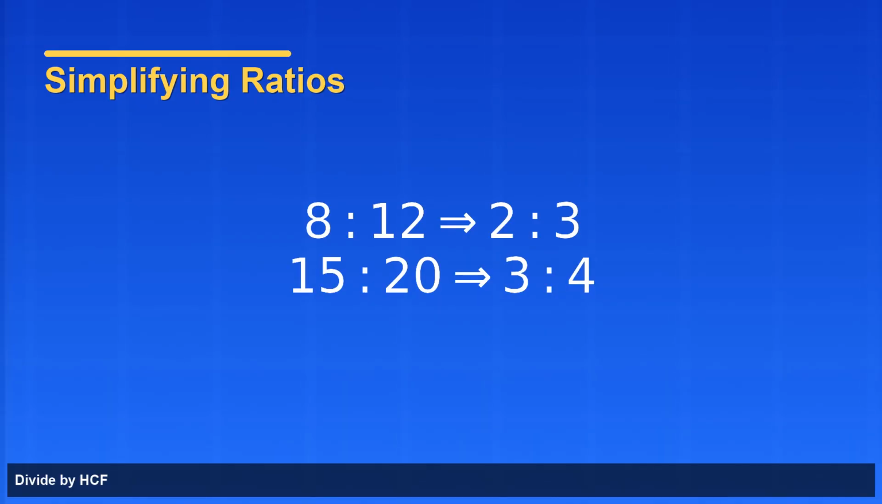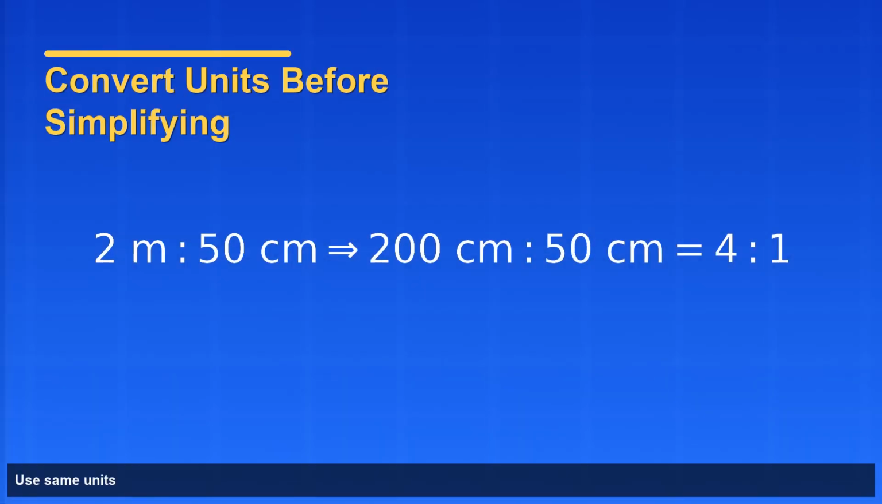Simplify ratios by dividing all parts by their highest common factor. For example, 8 to 12 simplifies to 2 to 3. Always convert to the same unit before simplifying. 2 meters and 50 centimeters becomes 4 to 1 after converting both to centimeters.